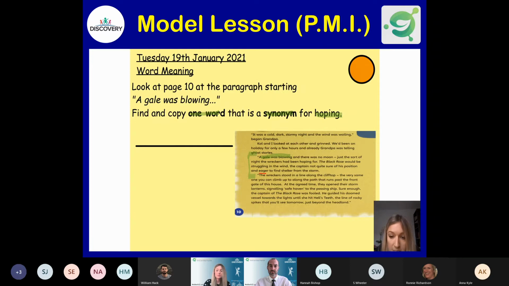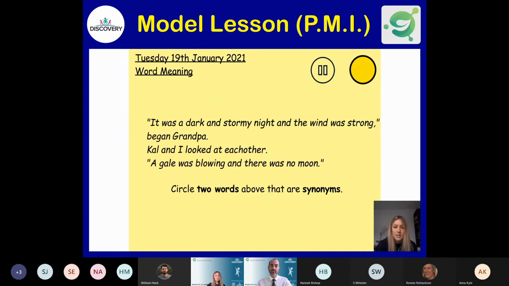So let me have a read. The captain, not quite sure of his position and hoping to find shelter from the storm. Does that work? It does. So I know that the synonym for hoping is eager. Okay, let's have a look at one together then.